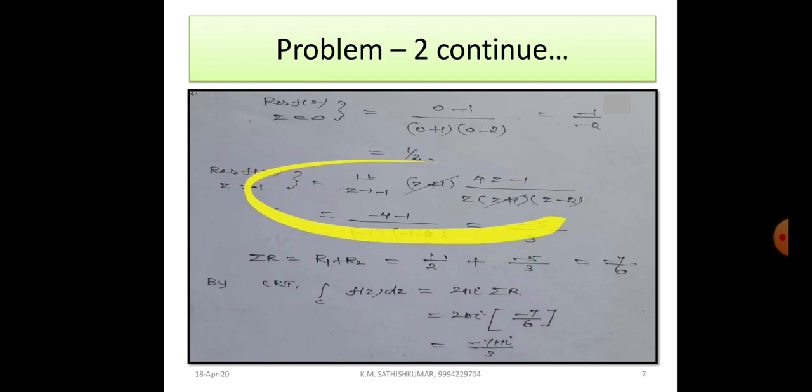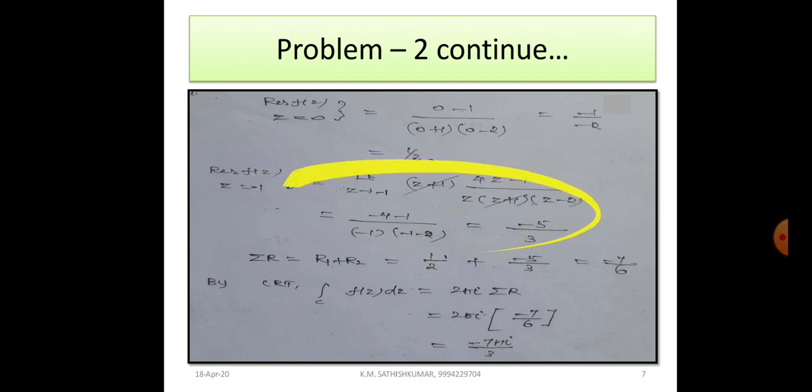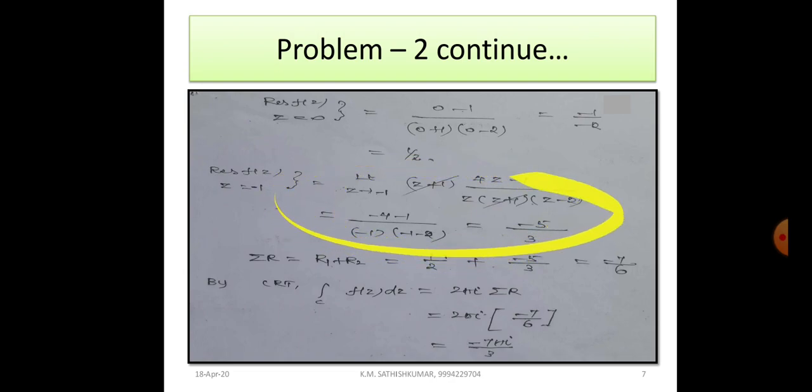So it lies inside and is also a simple pole. So write down the same process. Limit z tends to minus 1, (z plus 1) into f of z.